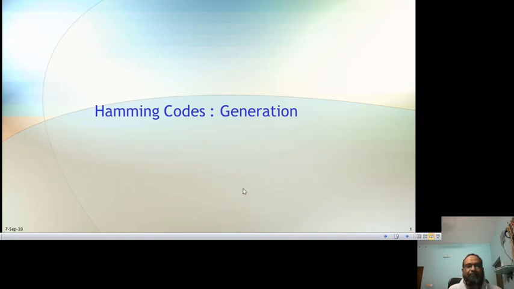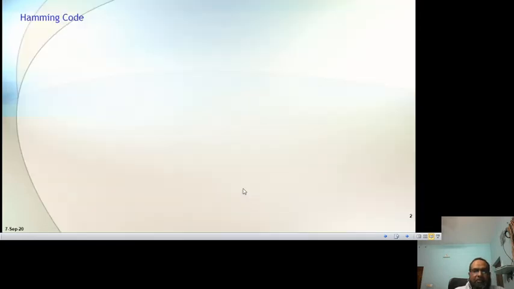Dear students, today our topic of discussion is Hamming codes. In last class we have seen the parity bits used to check whether there is any error in the received code. When we are transmitting some digital signals, there is a chance of error, and the presence of error in the received message can be detected in many ways.